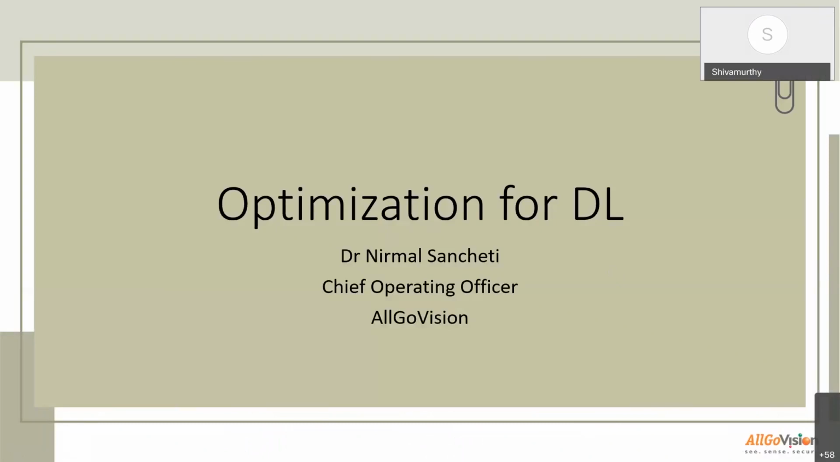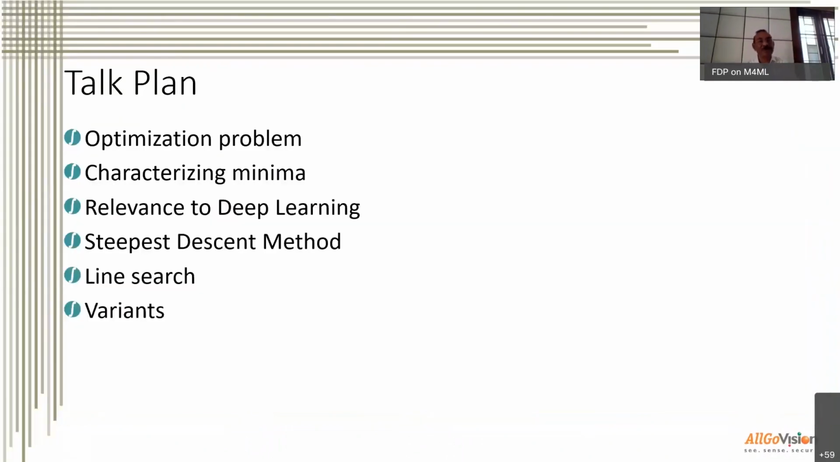So we basically will be talking about optimization for deep learning. We'll be doing some simple optimization techniques to begin with, just to look at what are the kind of things we look at in optimization. So the plan of the talk would be as follows.